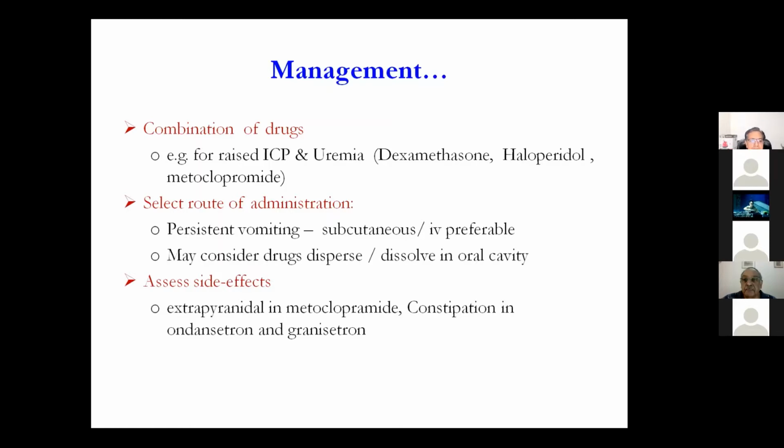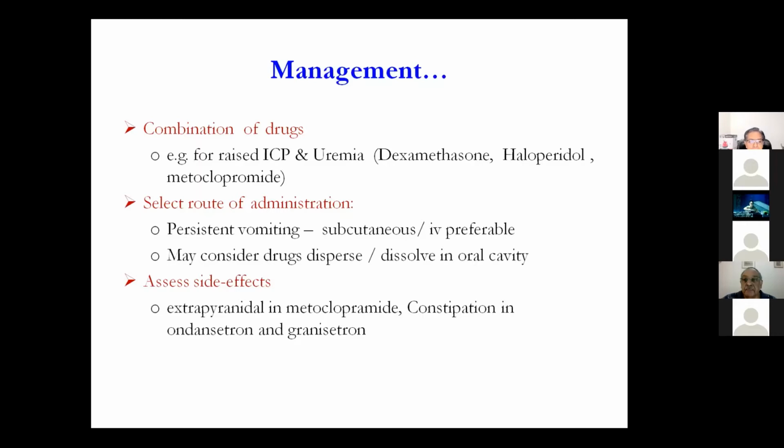So if a patient is having persistent vomiting, we can use an IV route preferably. In a home care setting, a subcutaneous route may be considered. And once the vomiting is settled, we may consider the oral drugs for maintenance therapy so that the patient does not have, as I mentioned earlier, the breakthrough vomiting or the chronic vomiting.